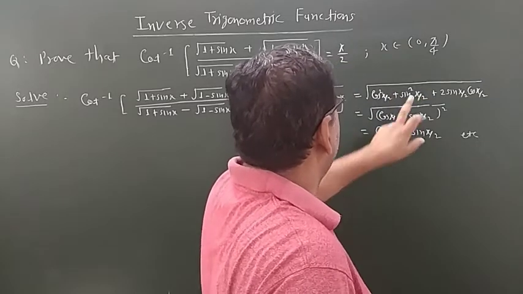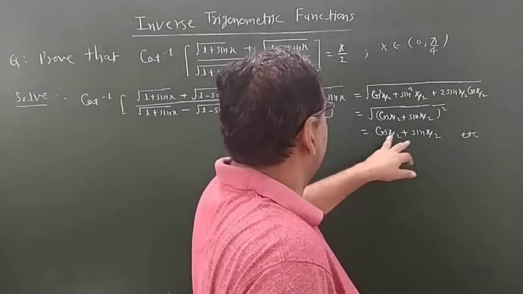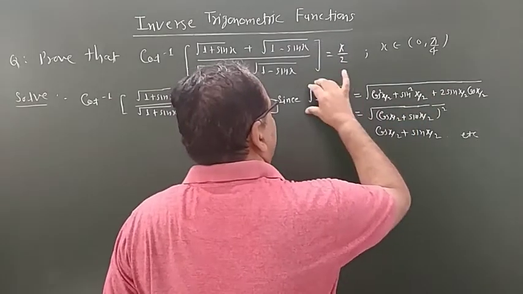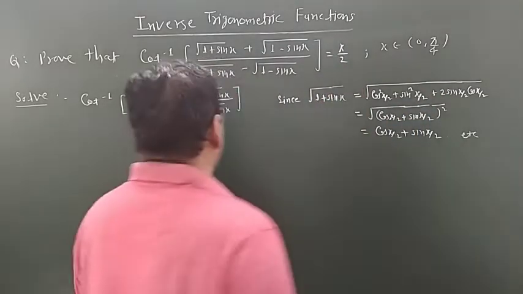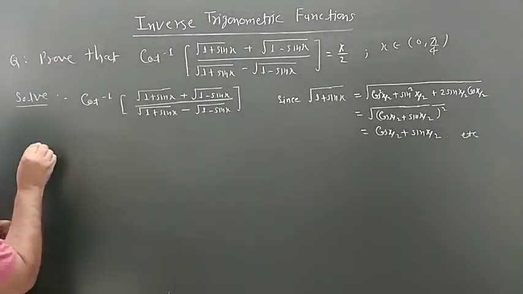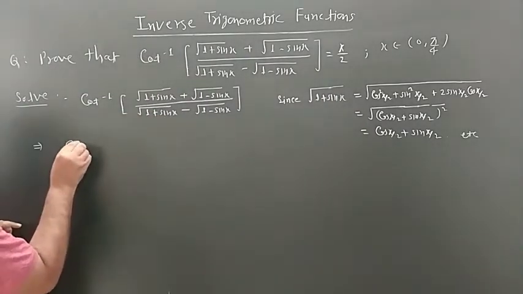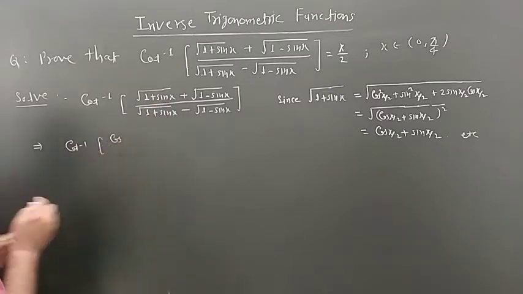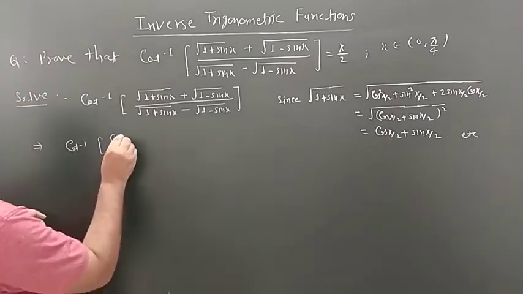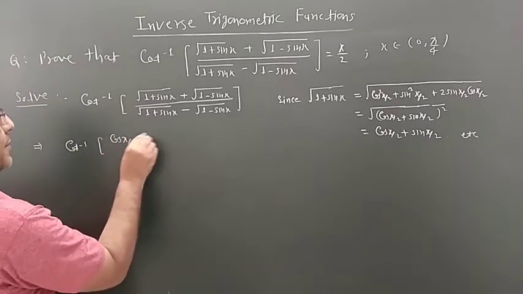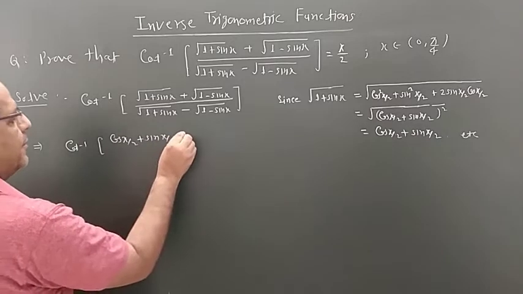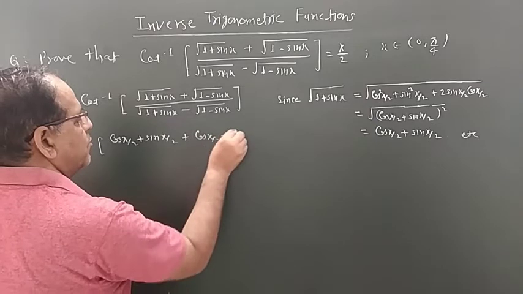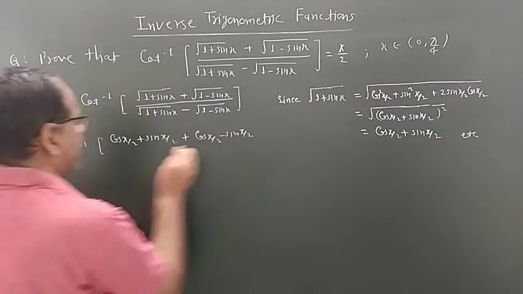Now the square is removed with the square root, so we have only cos x/2 plus sin x/2. The reason is that we want to remove the square root from 1 plus sin x. So now we use this option there. So this becomes cos x/2 plus sin x/2. This becomes cos x/2 minus sin x/2.